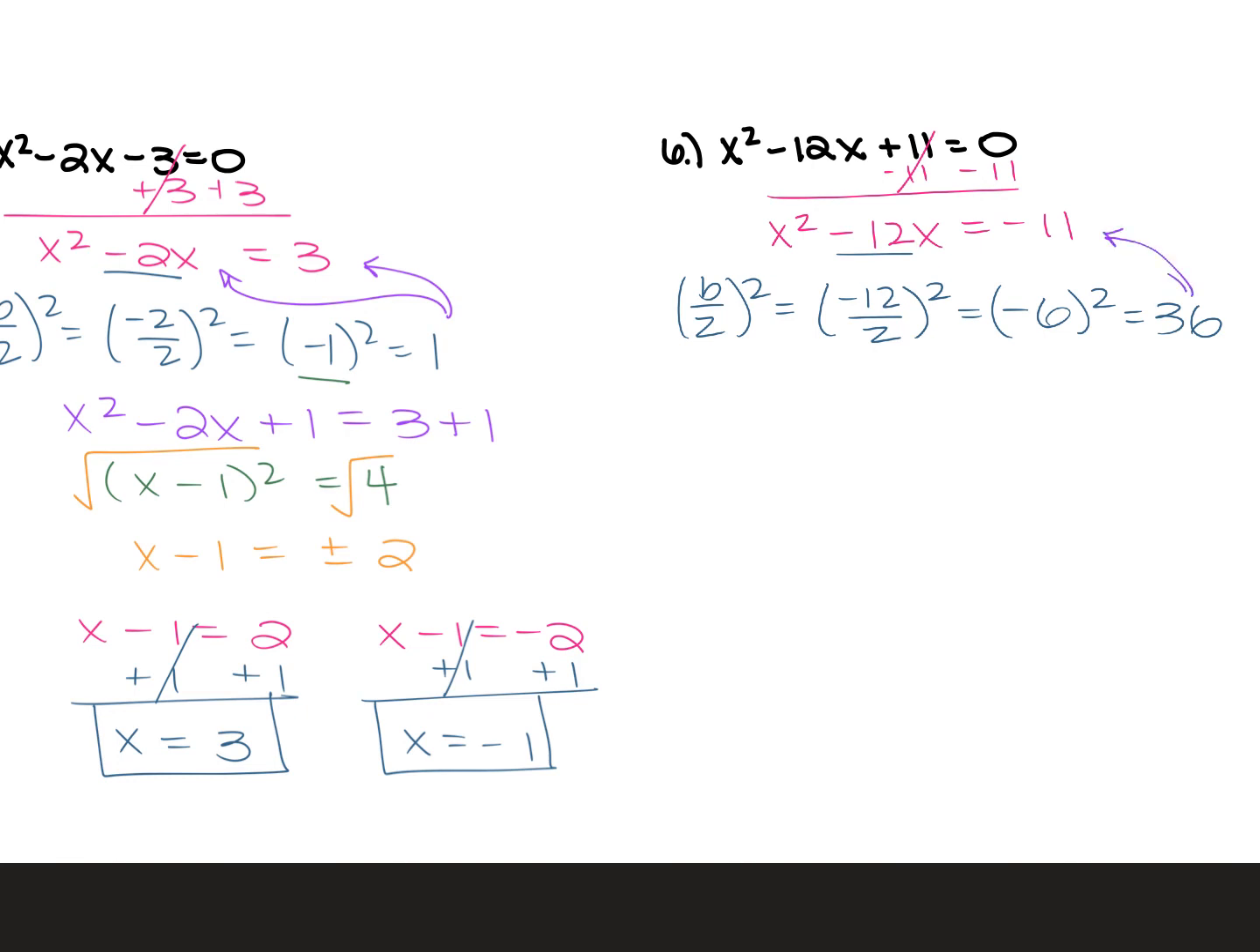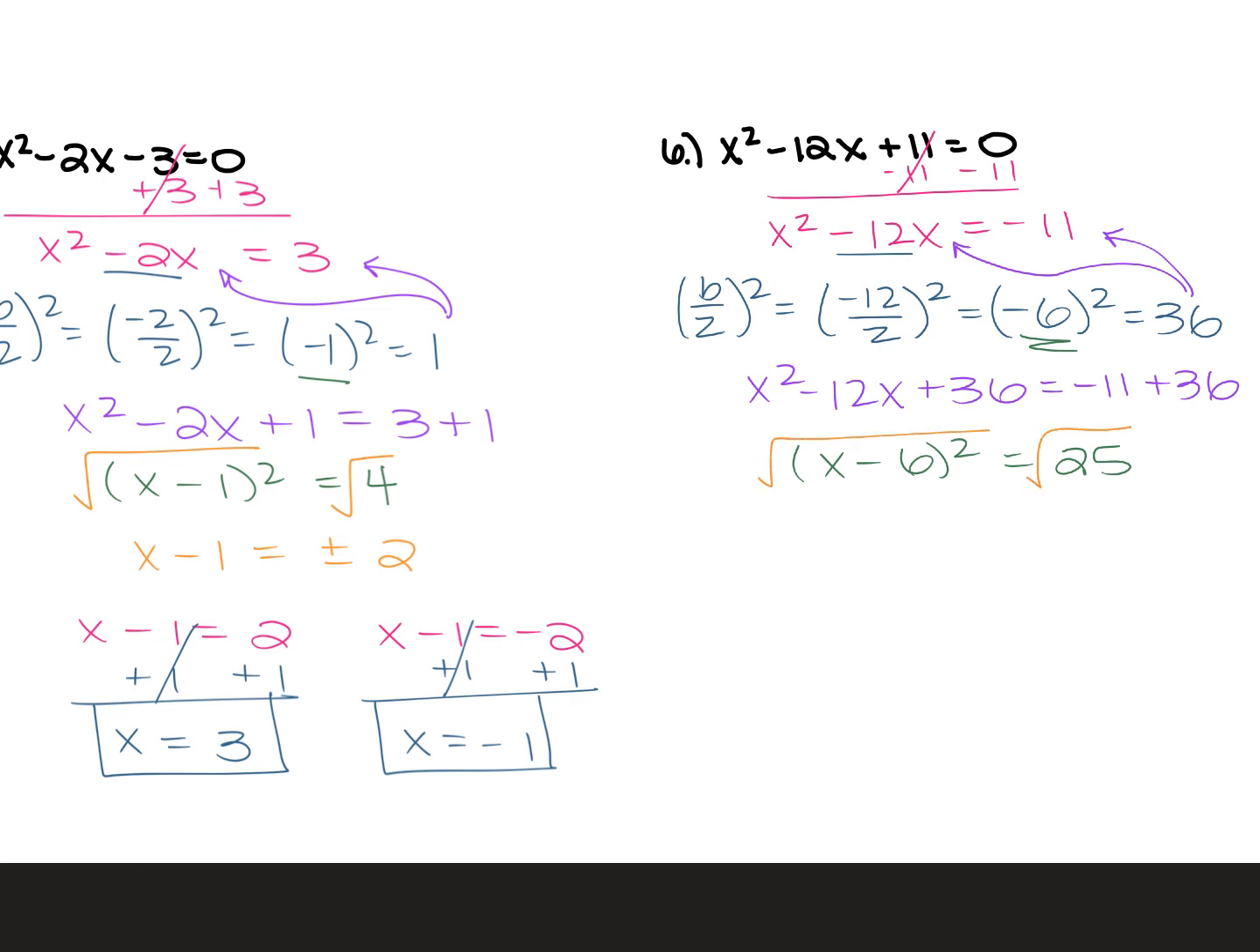Add that 36 to both sides of the equation. You have x squared minus 12x plus 36 is equal to negative 11 plus 36. Your left side factors to be x minus 6 squared. Your right side adds to give you 25. Take the square root of both sides. Square root cancels out power, leaving you with x minus 6 is equal to plus or minus 5.